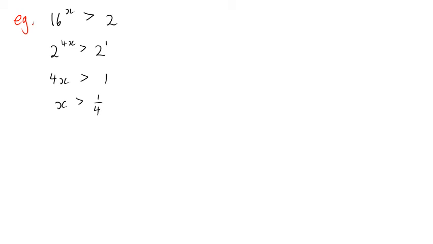So it's exactly the same method, just with an inequality sign. If you divide or times by a negative number, you flip the sign over. So that was 4x is greater than 1. If that was negative 4x, then you're dividing by a negative number, and it flips the other way. If it was negative 1, it wouldn't.